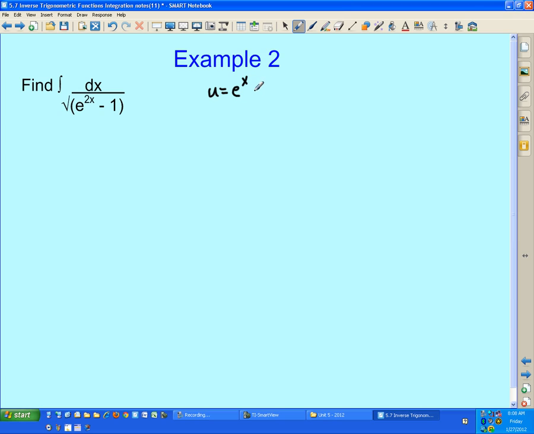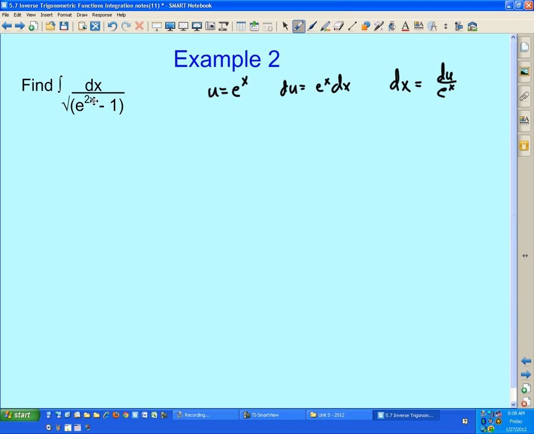If I differentiate u, well, I get e to the x dx, which becomes a little bit of a problem, which basically means that I have to divide by e to the x, which means that dx can be replaced by du over e to the x, which then when I plug that in, that changes.